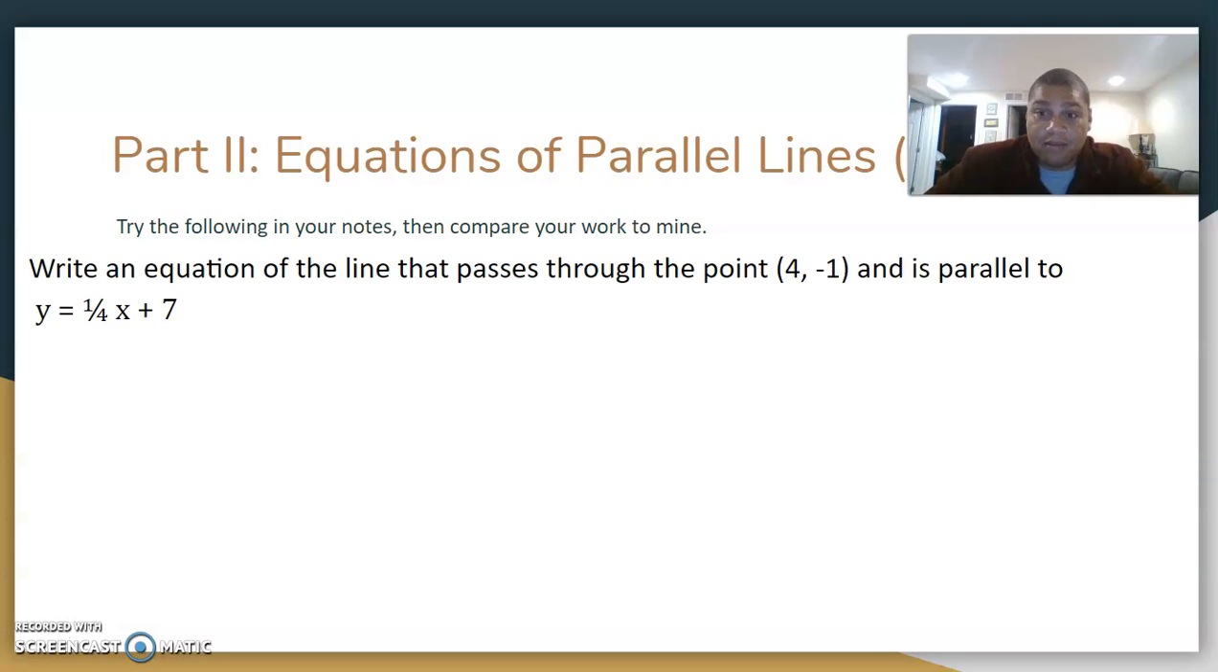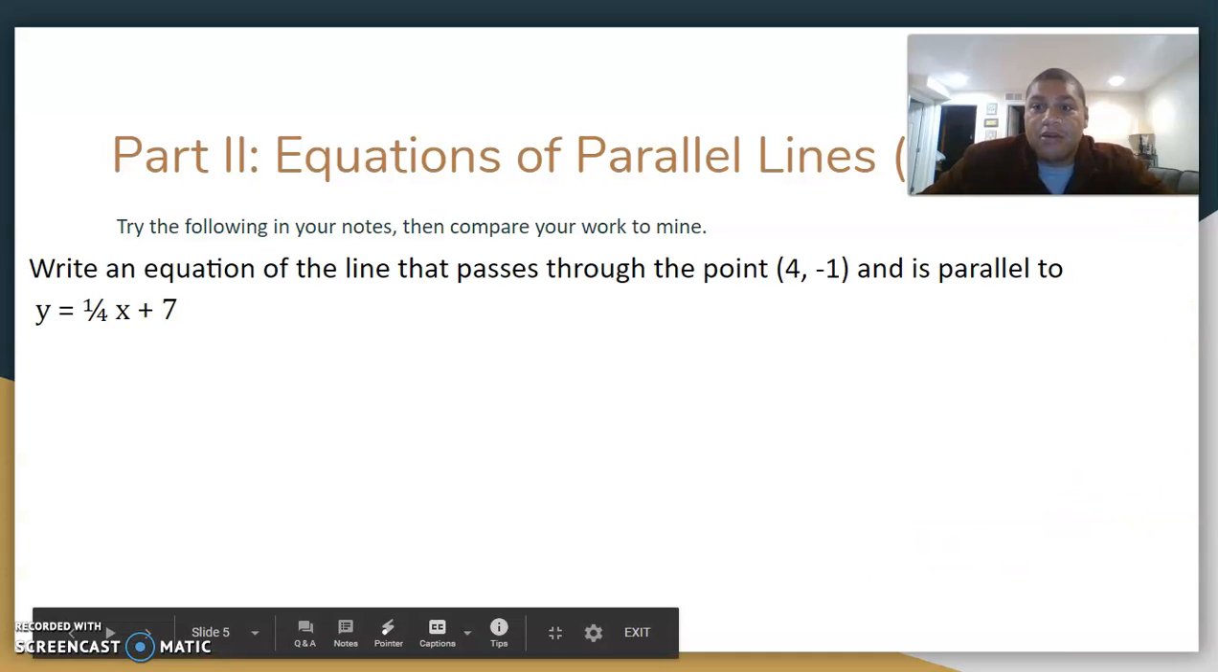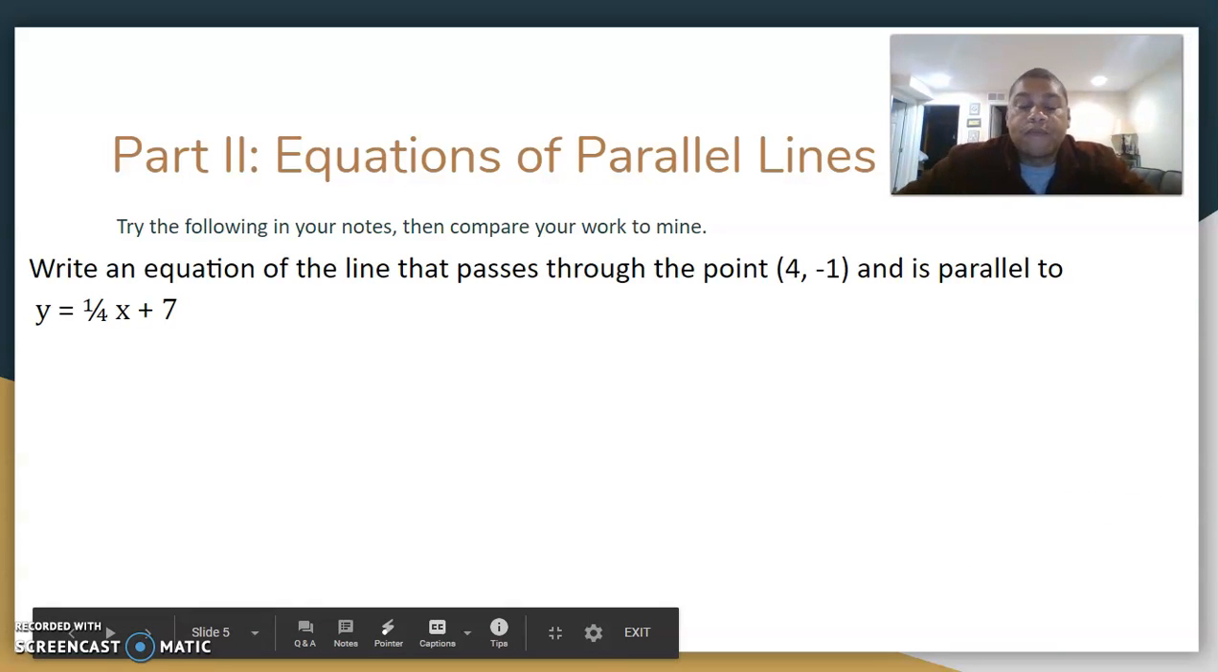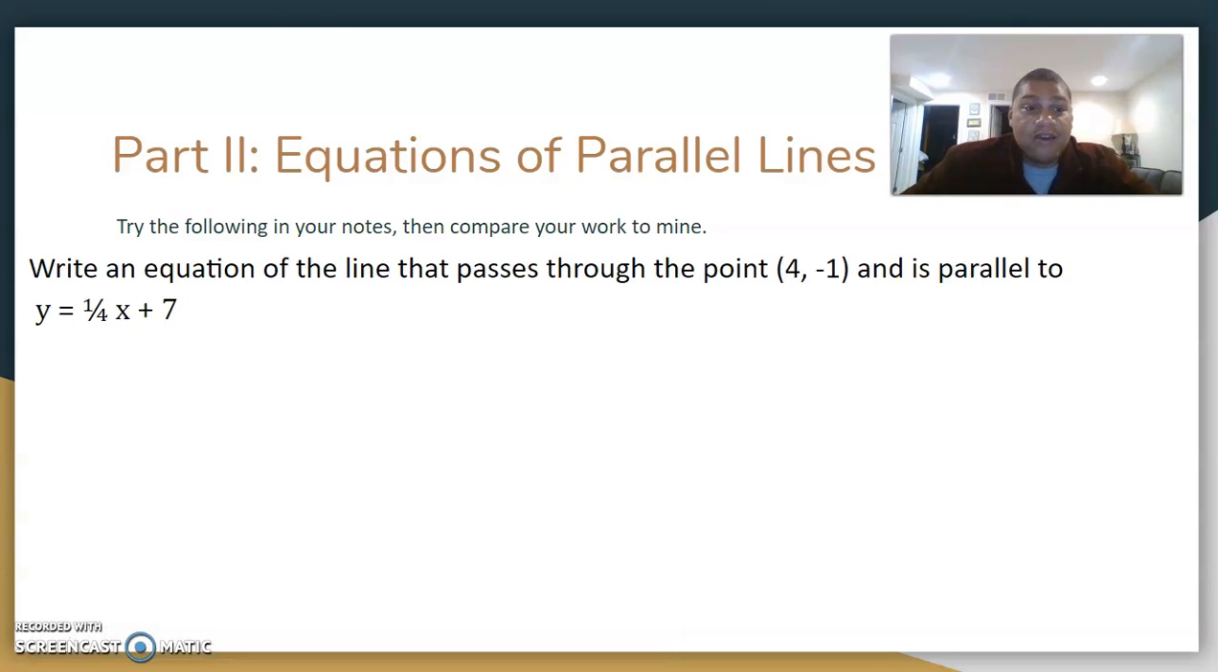Okay, it's the same thing. It's the same process. Okay, you've got an equation of the line that passes through the point 4, -1. Here's your x, here's your y. Parallel to means they have the same slope as this line. What's the slope of this line? Y equals 1/4 x plus 7. If you said 1/4, you'd be correct. Okay, so here's x, here's y, here's m. Plug it all in, see what you come up with.